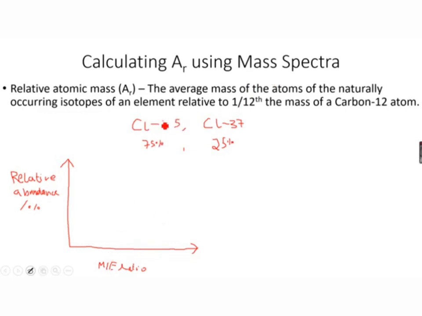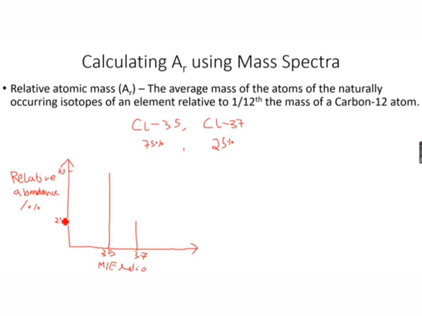So in the mass spectrum of chlorine, we will have two peaks because there are two isotopes. One will be this peak, and it will be 35 because the mass of this peak is 35. And we have this peak, and we have 37 over here, because the mass of this isotope is 37, the isotopic mass. The relative abundance over here is 75, and the relative abundance over here is 25.